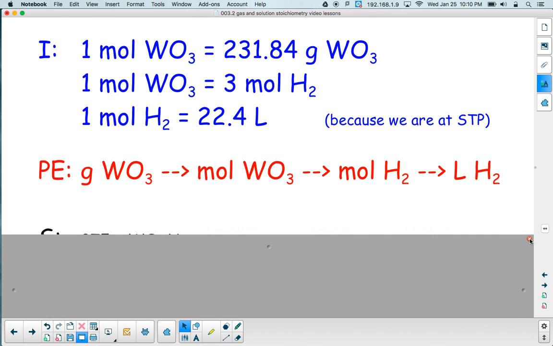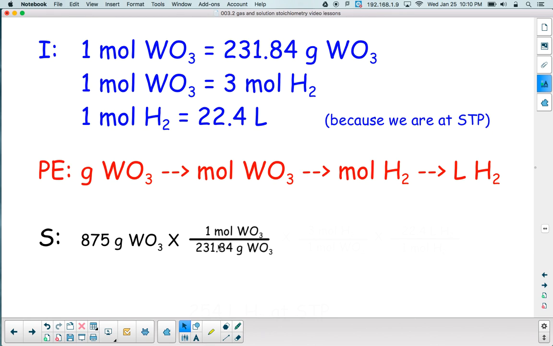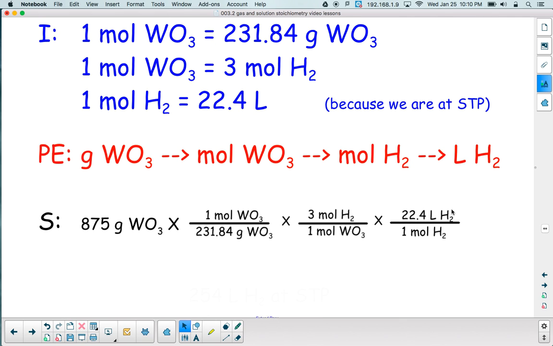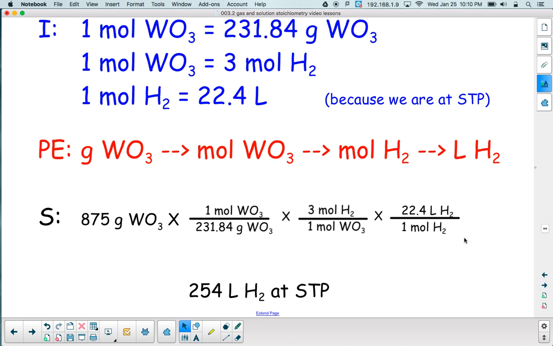So to solve our problem, we're going to go grams of tungsten oxide to moles, use the 3-to-1 ratio from the balanced chemical equation, and instead of using the ideal gas law, we're going to make use of the 22.4 liters of hydrogen being equivalent to a mole of hydrogen. And we find out that we're going to need 254 liters of hydrogen if we're operating at standard temperature and pressure.